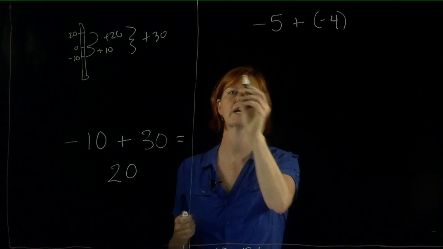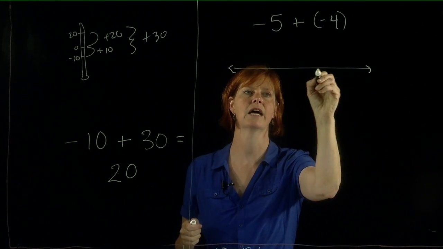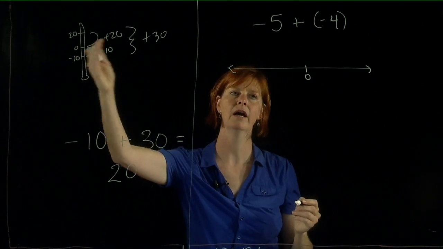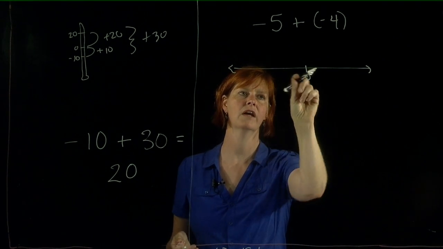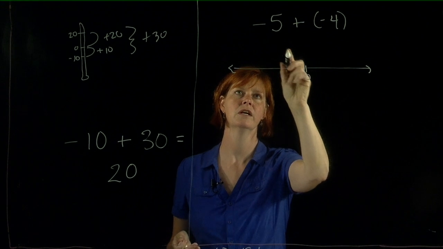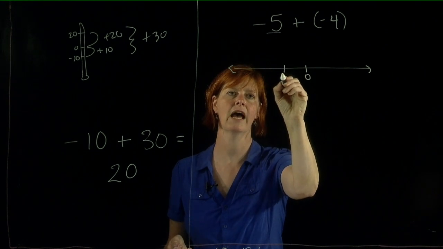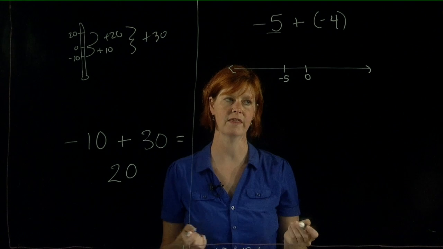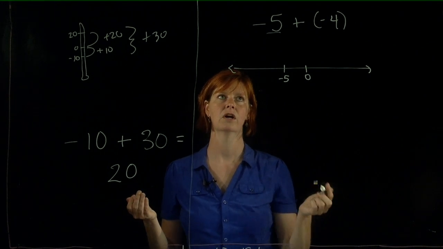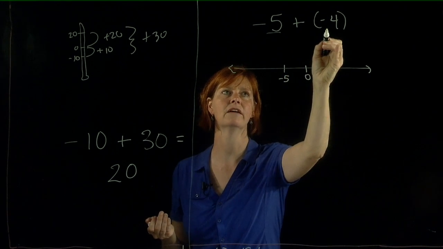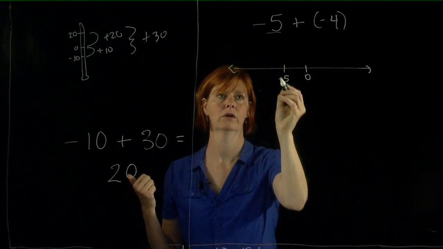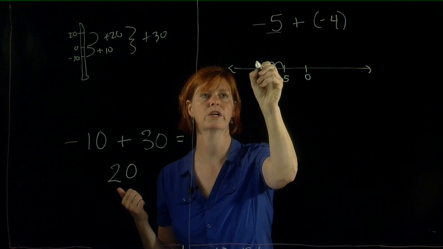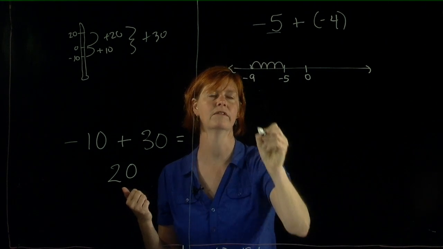I actually like to look at this on the number line instead. I've just taken this thermometer and turned it on its side, where the ones to the left are negative and the ones to the right are positive. This is where I'm starting, at -5 degrees. When you add a negative, you're basically saying it's 4 degrees colder. So 1, 2, 3, 4. There we are at -9.